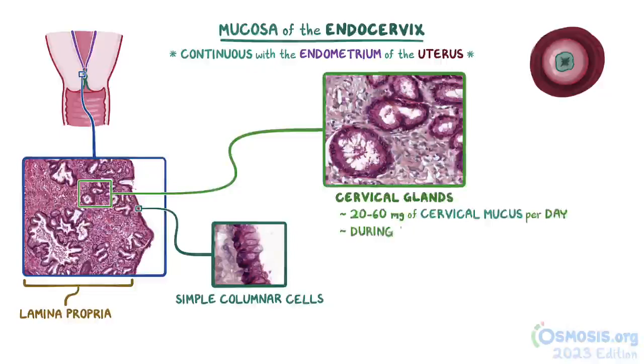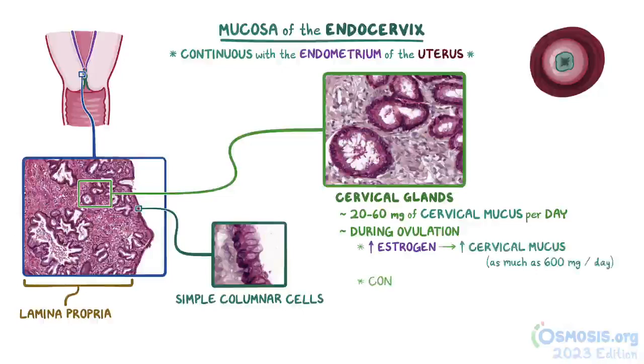But during the time around ovulation, the increasing level of estrogen will cause the glands to produce significantly more cervical mucus, which can be as much as 600 milligrams per day. The consistency of the mucus will change as well and become watery. This allows the sperm to move more easily into the uterus.